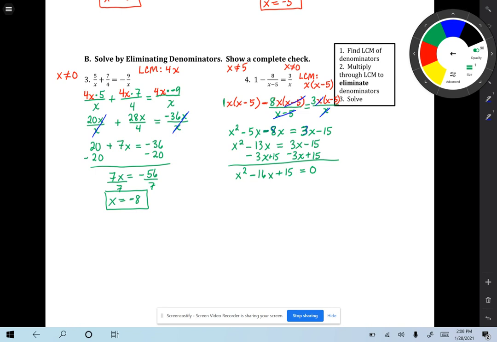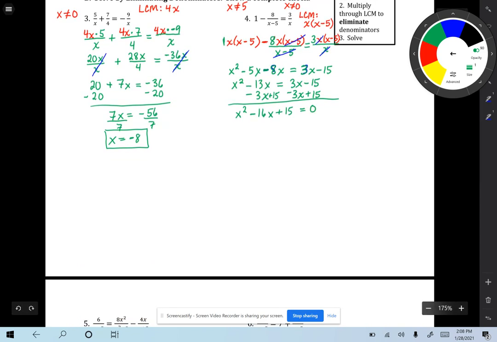We do want to try and factor it before we try and use the quadratic formula. So let's make an x factor. b is negative 16. a times c is 1 times 15. What are the two numbers that multiply to give you 15 and added give you negative 16? That would be negative 1 times negative 15, because a negative times a negative is a positive. Negative 1 plus negative 15 is negative 16. So we have x minus 1 times x minus 15 equal to 0.